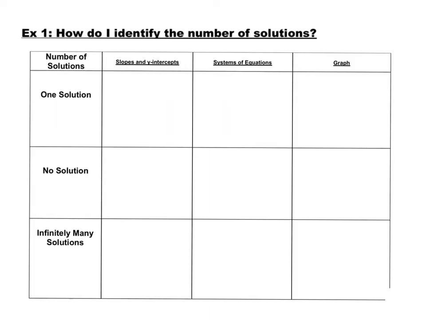So how do I identify the number of solutions to a linear system? Let's take a look at one solution. With one solution, you will end up having different slopes. If we end up with no solution to the linear system, you're going to have the same slopes but different y-intercepts. And then we can have infinitely many solutions. That's where we have the same slopes and the same y-intercepts. So let's take a look at what it looks like when you have one solution with different slopes.